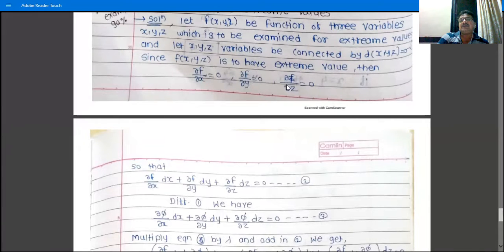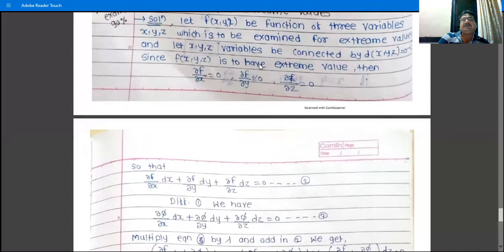After solving these equations, we have the critical points, the stationary points. That is, the function is either maximum or minimum at those points. So it is the same condition for a single variable function, two variable function, and three variable function: consider the first order partial derivative equal to 0. If the function is a single variable function, then consider its derivative with respect to that variable equal to 0.